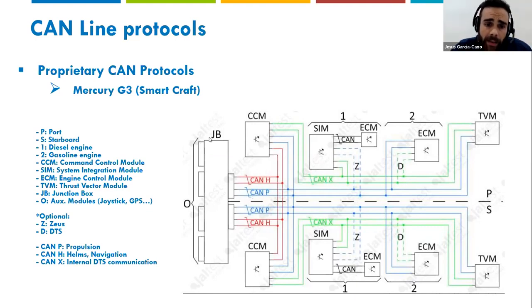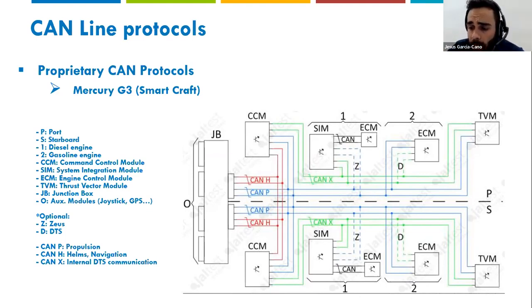Okay, this is the junction box where all these buses are shared, and for the rest of the modules we can see the CCM, the command control module, for the control levers. And in this case, the key is for diesel engines.